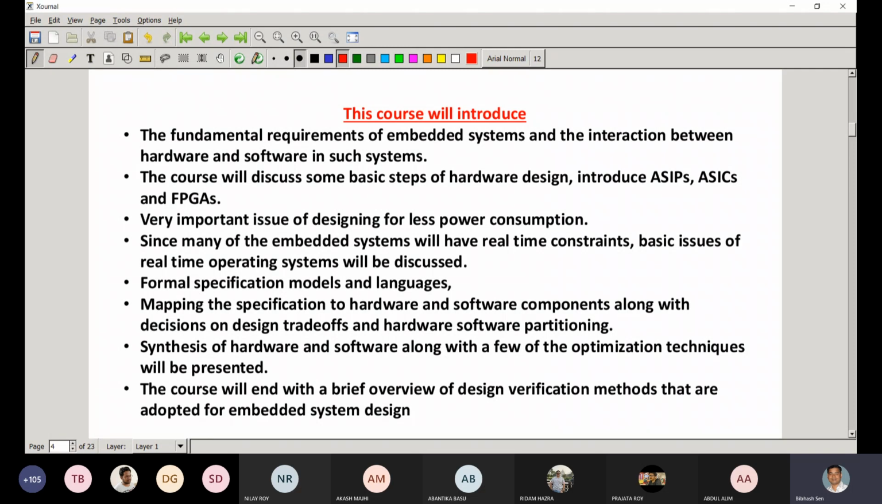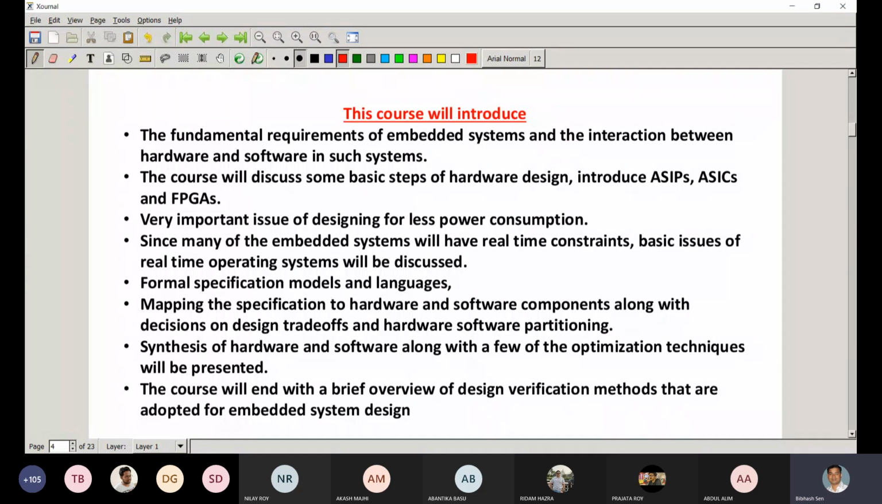Another very important issue is designing for less power consumption. After understanding the architecture, our main target is how power consumption can be reduced by efficient design at the computational level. Since many embedded systems will have real-time constraints, basic issues of real-time operating systems will be discussed here. Then formal specification models and languages, mapping the specification to hardware and software components, along with design trade-off decisions and hardware software partitioning.